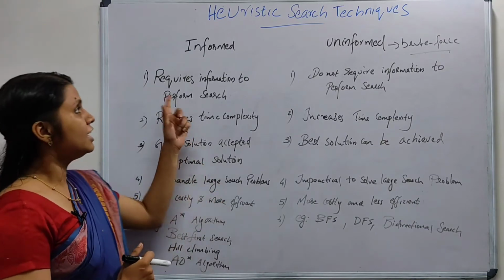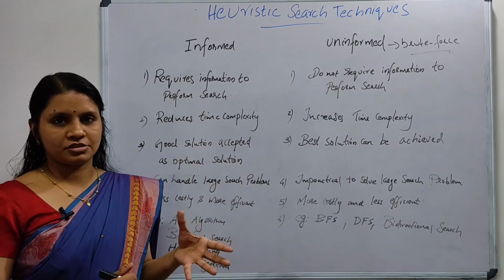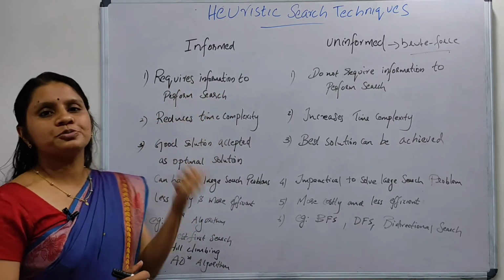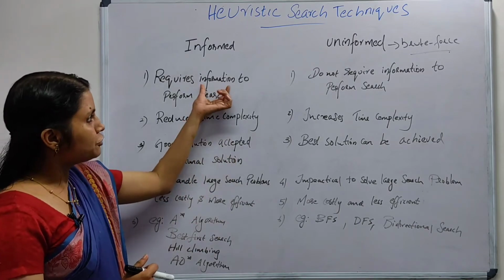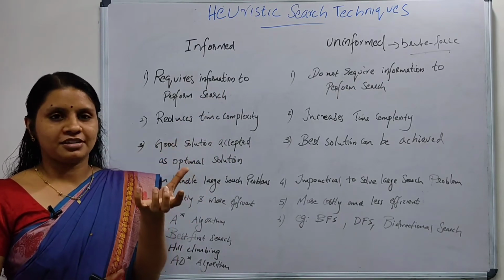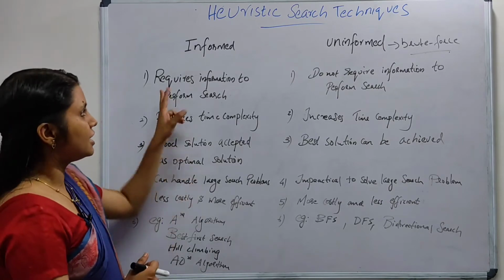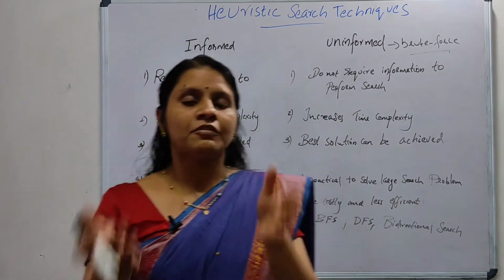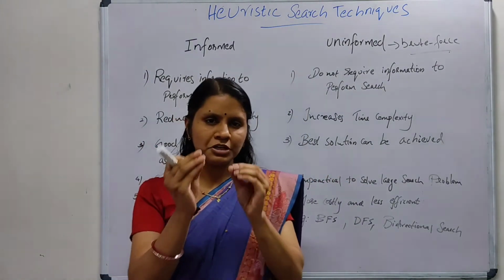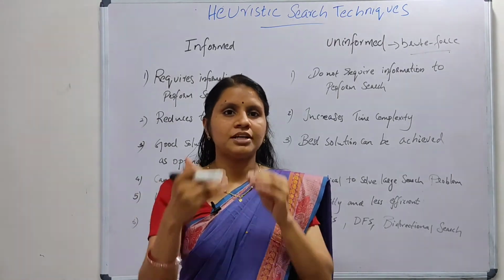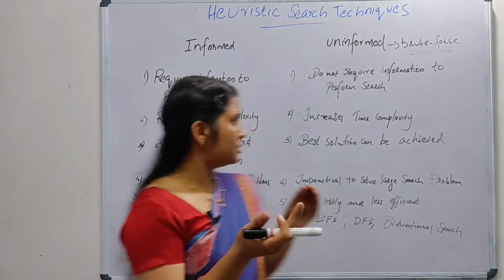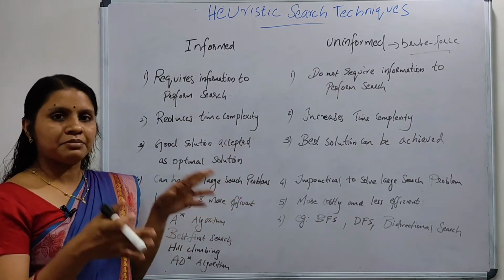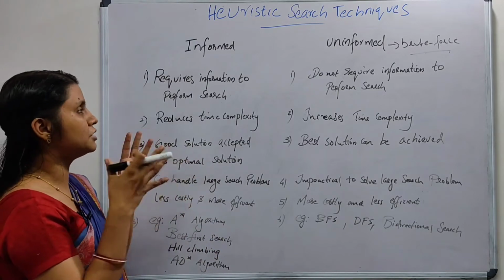Next is informed search. Informed search is also known as heuristic search. The first point is that it requires information to perform the search. That information we call heuristic. For solving a particular problem, we provide some knowledge, some information regarding that problem, so that we can achieve the goal. Thereby the time complexity and space complexity can be reduced, because knowledge regarding the problem is available.